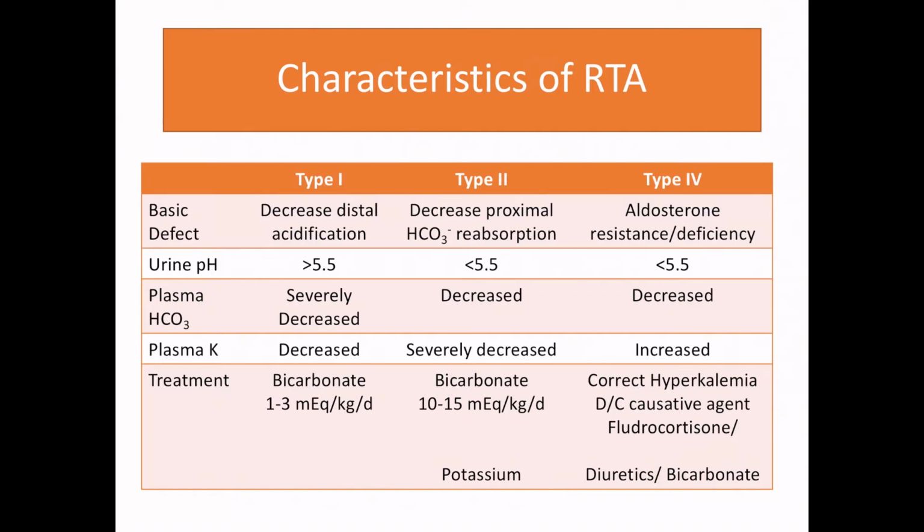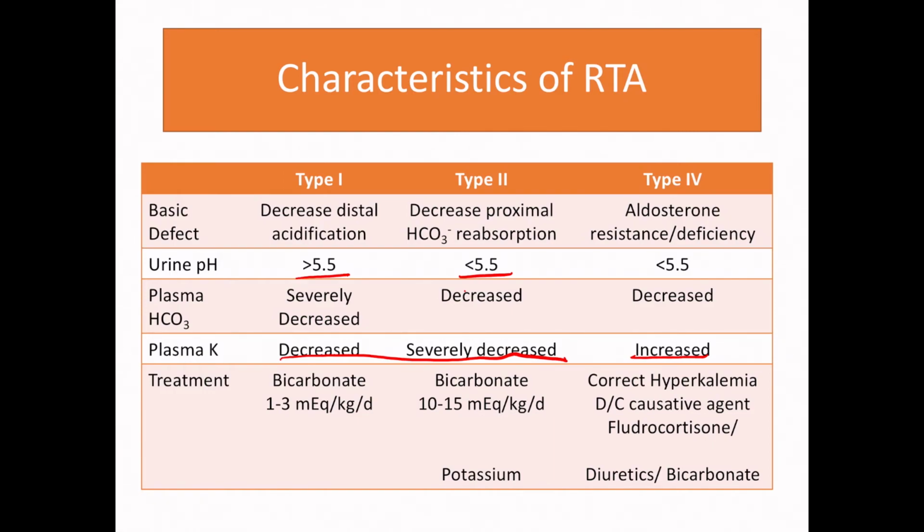You'll see here that you have type 1 and type 2 causing hypokalemia versus type 4 causing high potassium. So this is an easy way to determine whether you have a type 1 or type 2 versus type 4. The way you can distinguish between type 1 and type 2 is based off your urine pH. The urine pH would be much higher in type 1 because you're not having as much distal acidification, versus type 2, where you're decreasing your bicarbonate reabsorption.